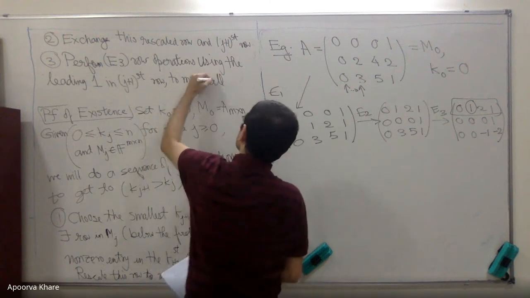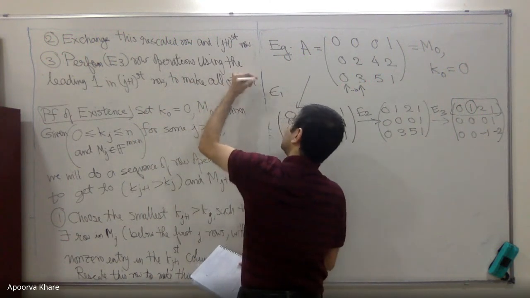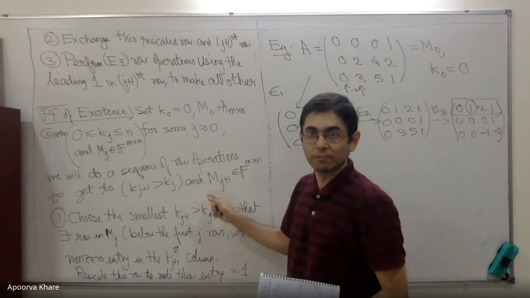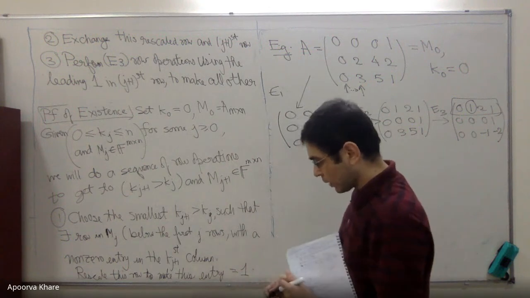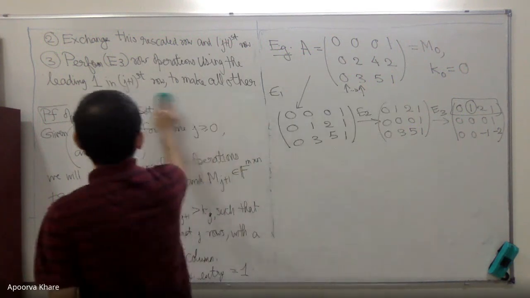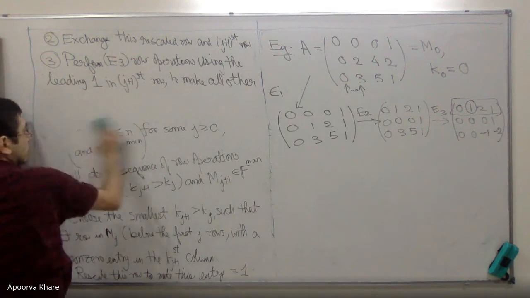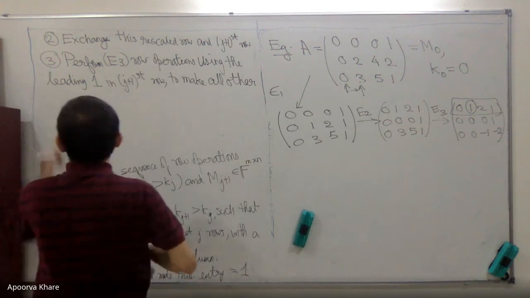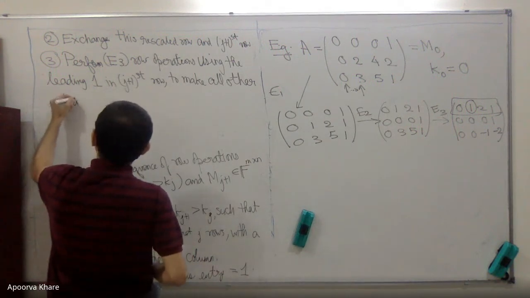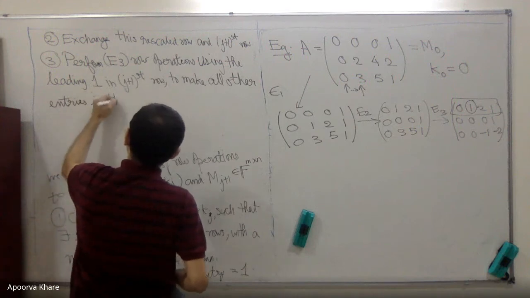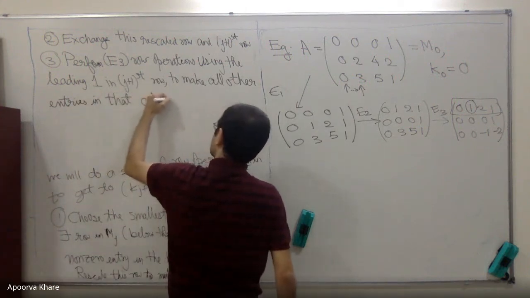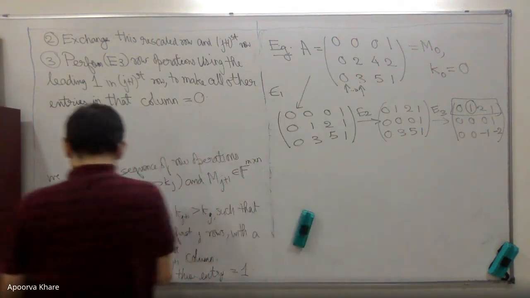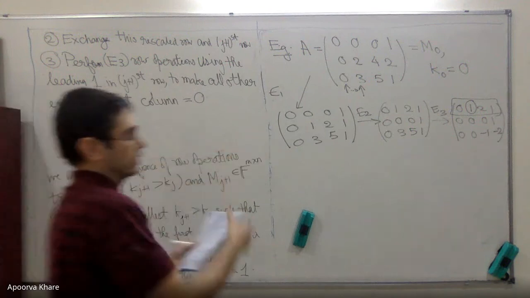To make all other entries zero, we in fact know which column it is, right? It's in the kj plus first column. That's where the non-zero entry occurred, leftmost, that's the one we made 1. So to make all other entries in that column equal to 0, that's exactly what we did: E1, E2, E3.